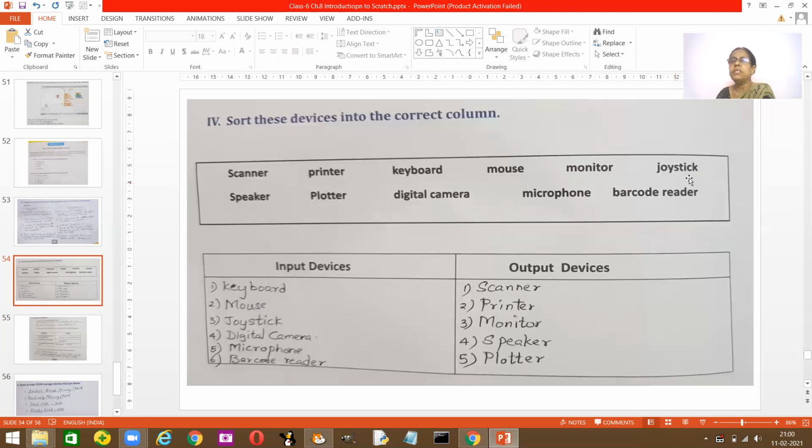Joystick, you play games with it. It's an input device. Speaker, whatever you speak on the mic is an input device, but when you hear it on the speaker is an output device. So put it on the output device. Plotter, whatever is in your computer that you fed in, you want it on a hard copy, that is a printer, then that would be an output device. Digital camera, it's an input device. Microphone, input device. Barcode reader also is an input device. So complete all these things in your reader.